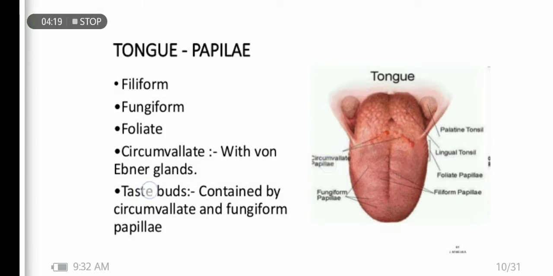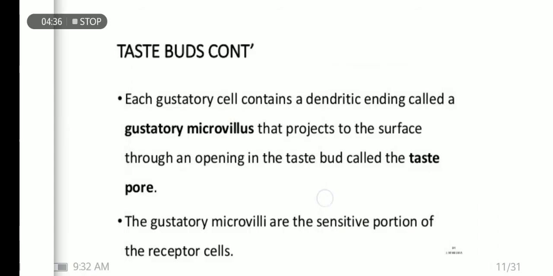Here you can see that circumvallate papillae are present in a V form. Fungiform papillae are present in these locations. Foliate papillae are present at the margins of the tongue, and the lingual tonsils are present at the root of the tongue. Each gustatory cell contains a dendritic ending called a gustatory microvillus that projects to the surface through an opening in the taste bud called the taste pore.